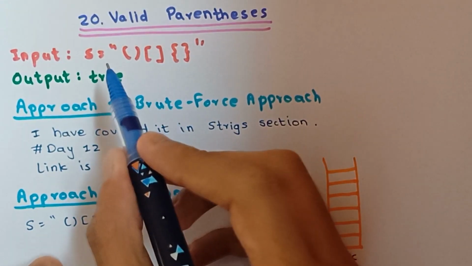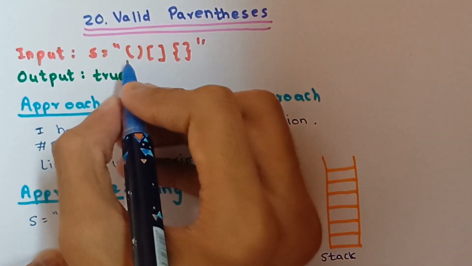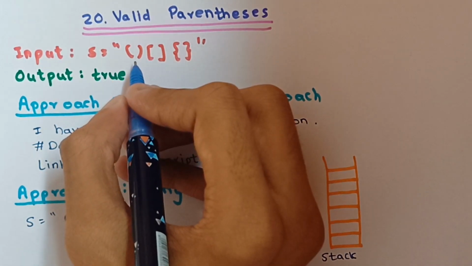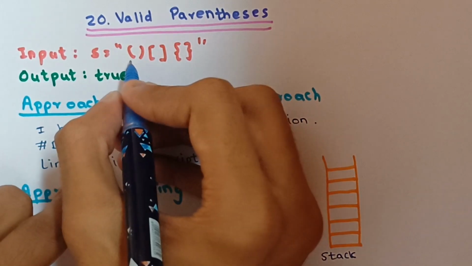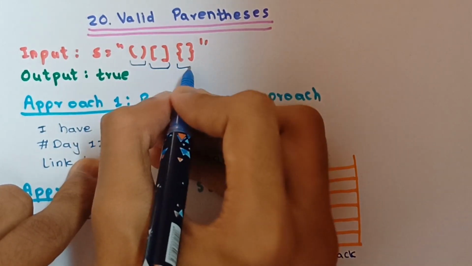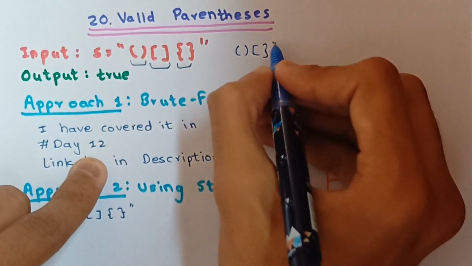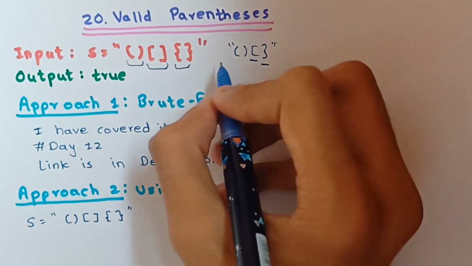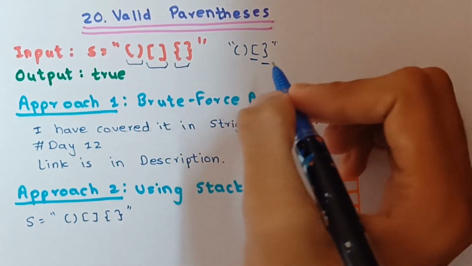Let's understand the problem. The problem says that we have to find whether the parentheses are valid. If there is one opening round bracket, then in that string we must have a closing round bracket, which means we have these pairs. If it consists of this and this and this, then it will not be a valid parenthesis, because this is one time and this is one time. If there is an opening bracket, it should have the closing bracket also.